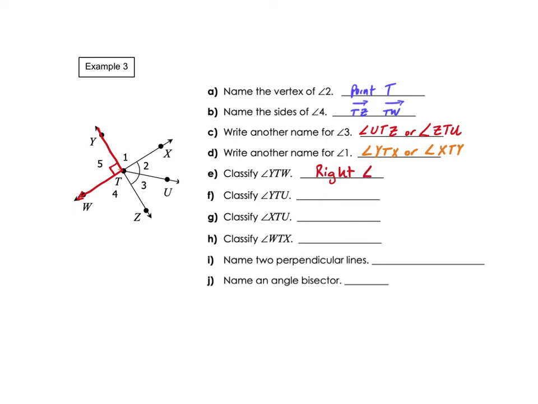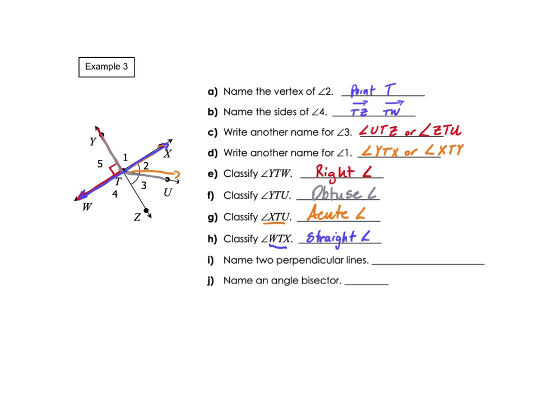Classify YTU. YTU is right here. YTU is not a straight angle. It's not a right angle, so it must be an obtuse angle. Then we have XTU, and it looks like that is an acute angle. And then we have WTX, and WTX is a straight line, so that makes it a straight angle.